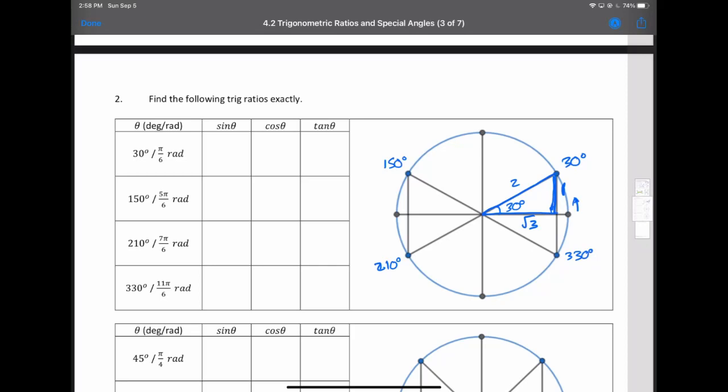Now the interesting thing is the sine of the first one, the sine of the 30-degree angle, we've already done this one, but I just really quickly put it in, is opposite over hypotenuse is 1/2. Cos is adjacent over hypotenuse, which is root 3 over 2. And tangent is opposite over adjacent, which is 1 over root 3.